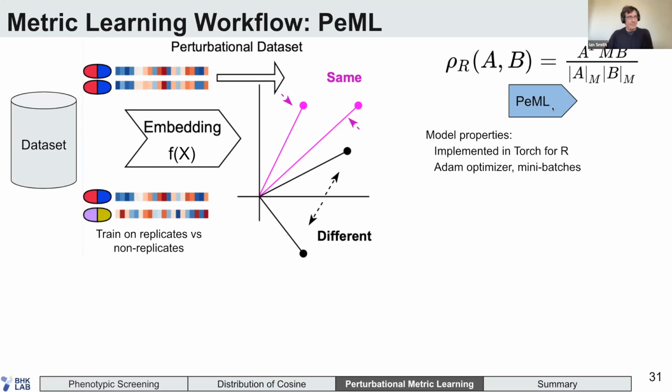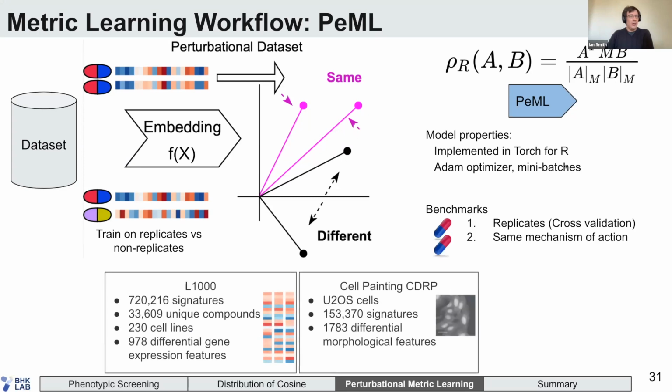This is implemented in Torch, so it would be relatively easy to substitute in alternate architectures, and we use mini batches where each batch corresponds to a compound. Okay, so we benchmark this method with two benchmarks, which should be our ground truth. Again, it's imperfect. First, we have replicates, where we use different replicates for training and evaluation. And second, we use pairs of compound signatures belonging to compounds with the same mechanism of action. Prudencio.